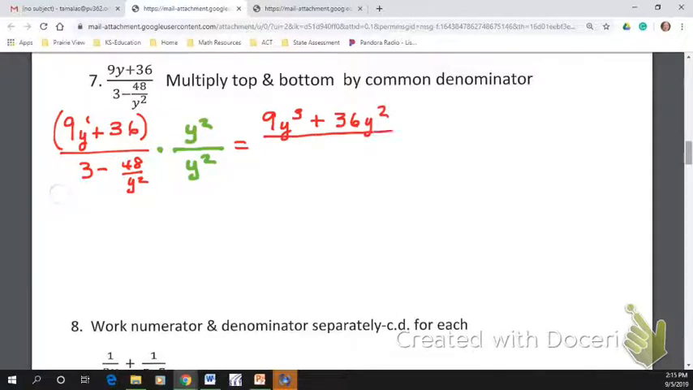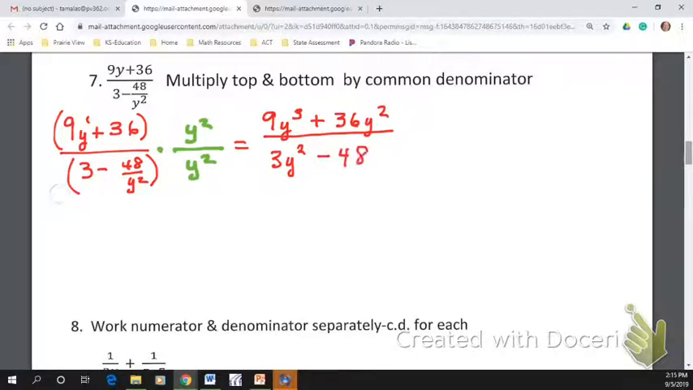Okay, now when I do the denominator, I've got to take y squared times 3, which would be 3y squared. And now I've got to take y squared times this. What's going to happen when I take y squared times just this? It's going to cancel it. It comes out with a minus 48, right?